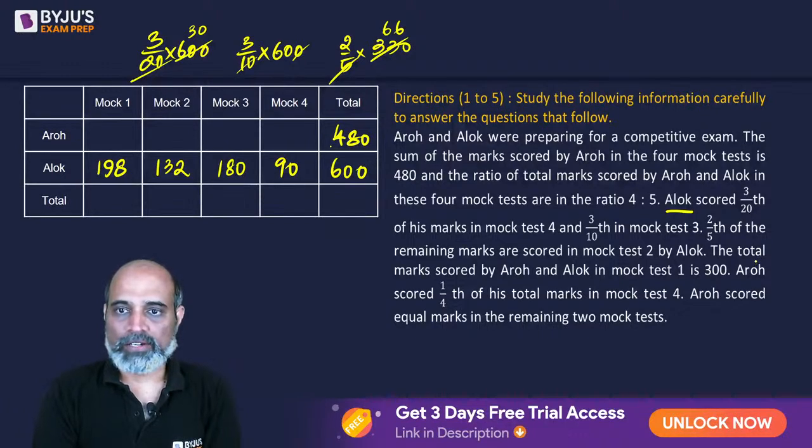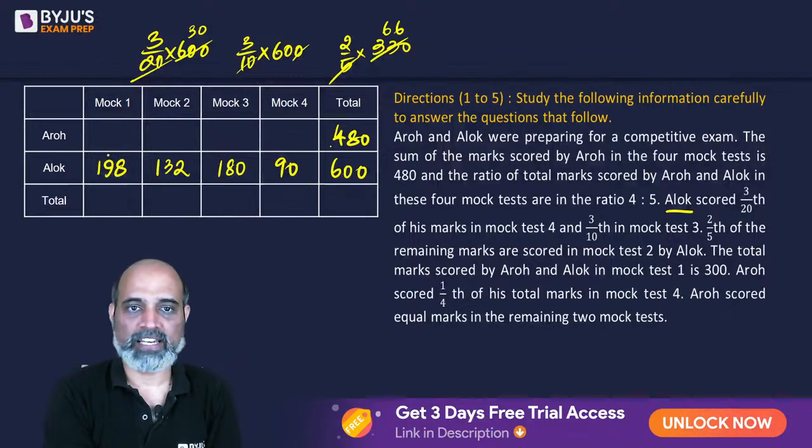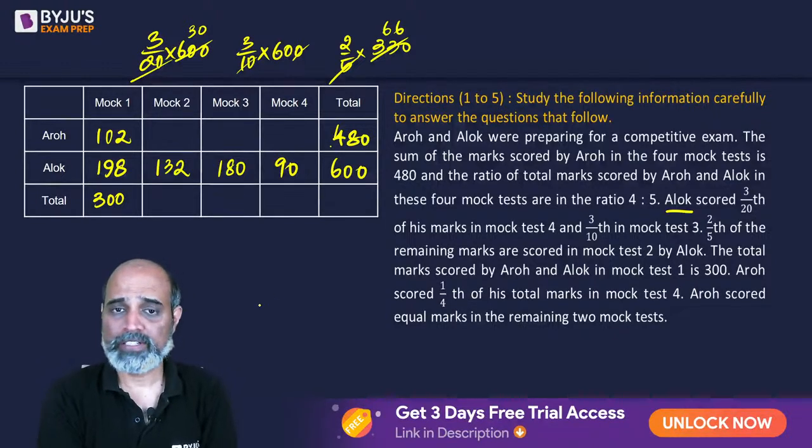The total marks scored by Aro and Alok in mock test 1 is 300. So this is total 300, out of which 198 is here. So the remaining 102 should be here.